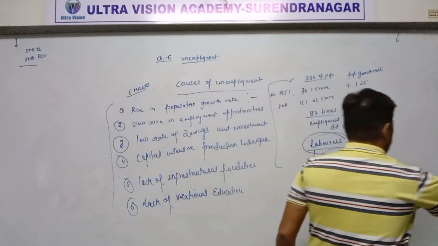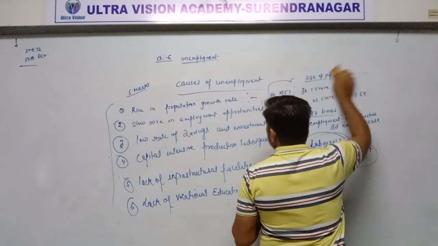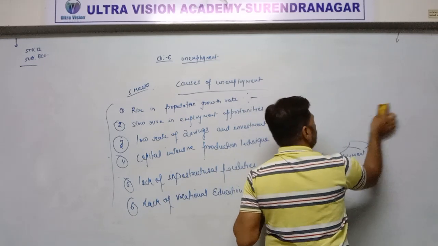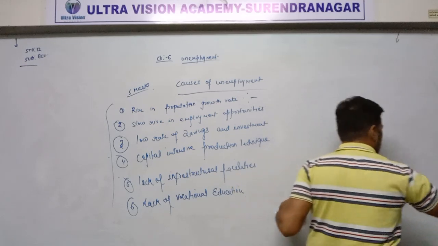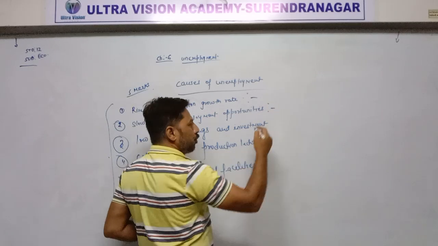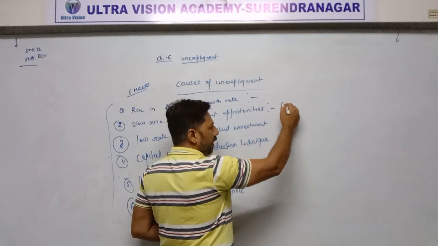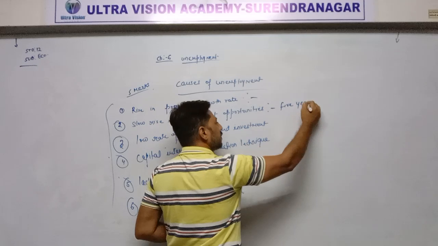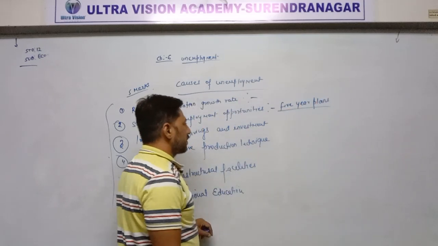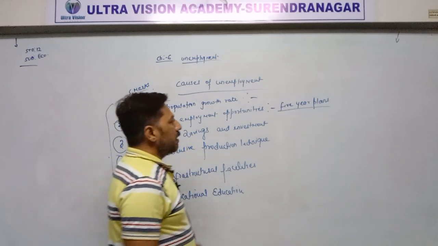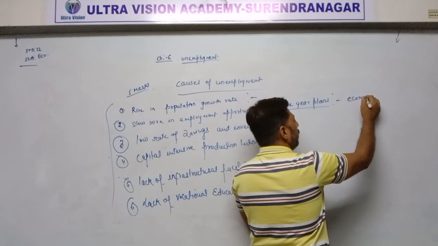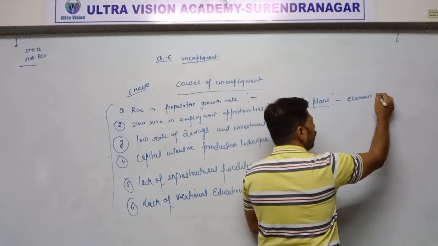Now, second point, slow rise in employment opportunities. Explanation of second point. Due to planning efforts, planning here means 5-year plans. These are called planning. So, due to planning efforts, government is able to achieve economic growth, means they are able to increase their economic growth rate.